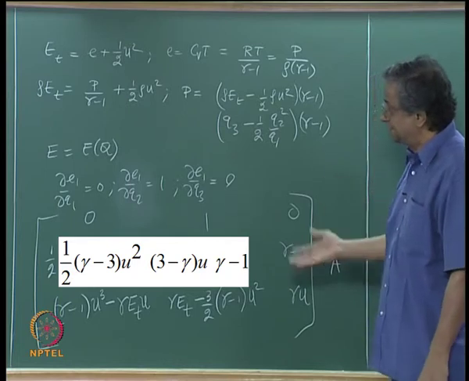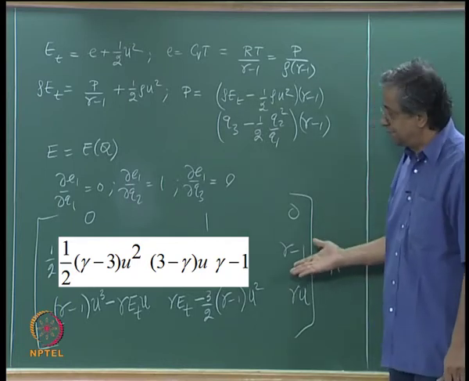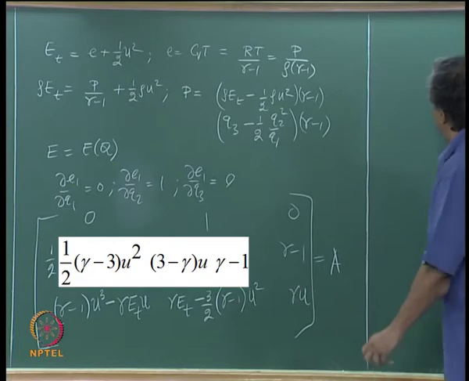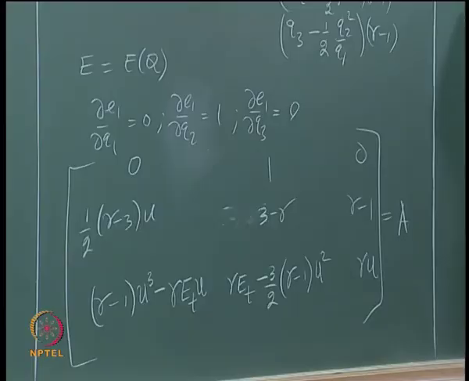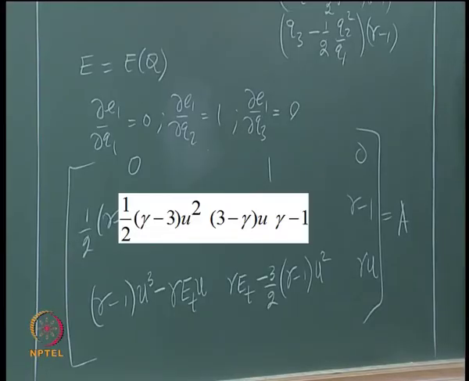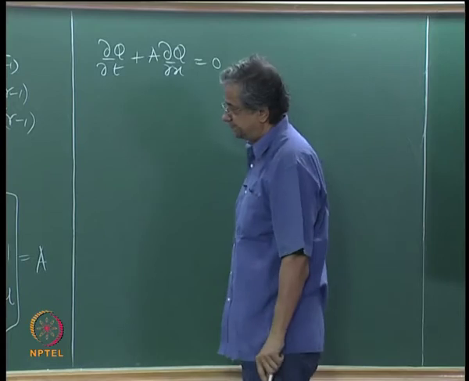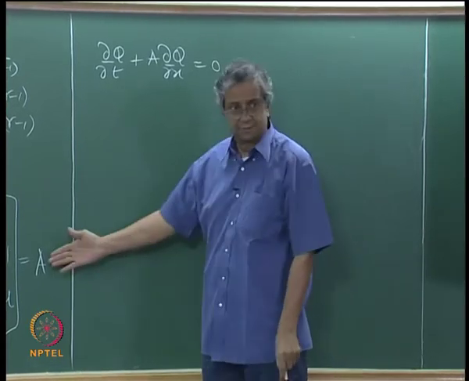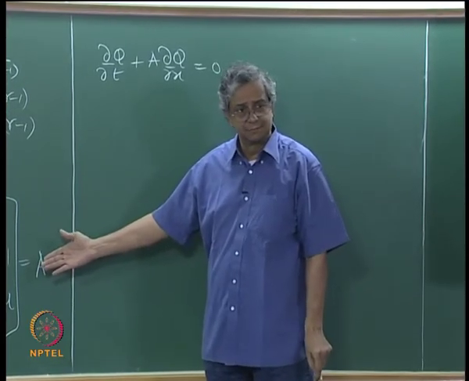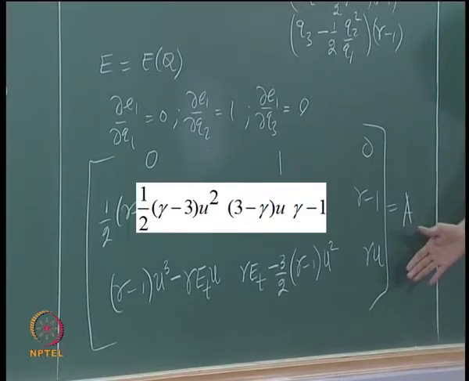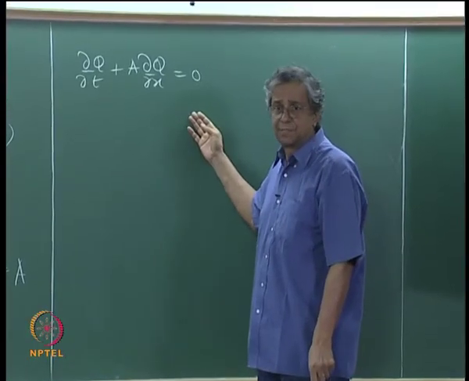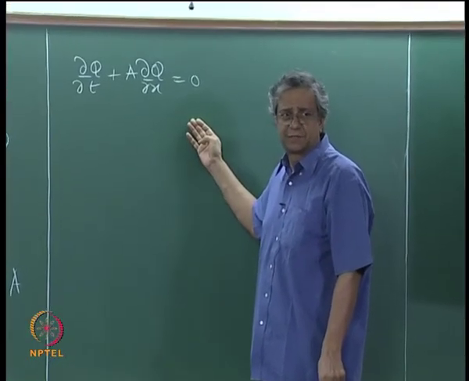Okay, so we are back to the original question, that though I have managed to write the equation as dou q dou t plus A dou q dou x equals 0, the first row is okay, but A is a pretty complicated expression and the system of equations is still coupled. So though it resembles our linear wave equation, it is nothing like our linear wave equation.